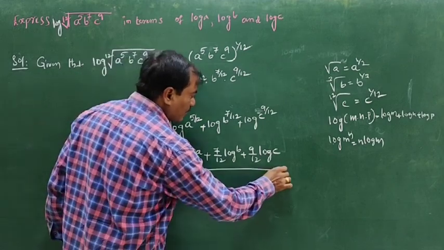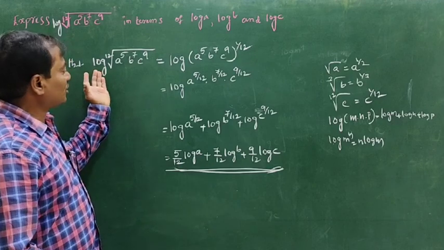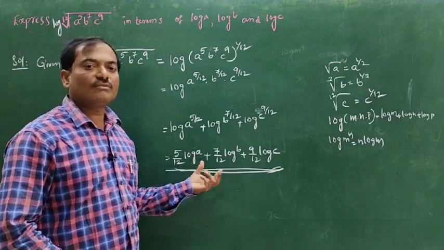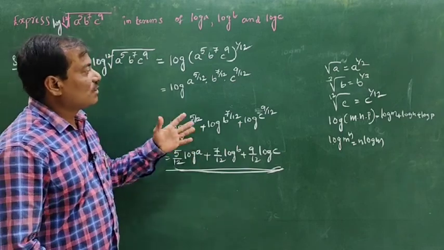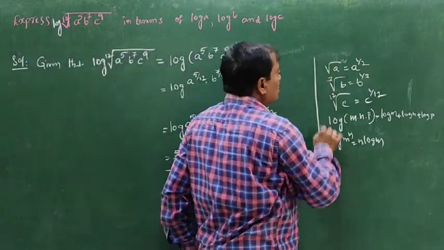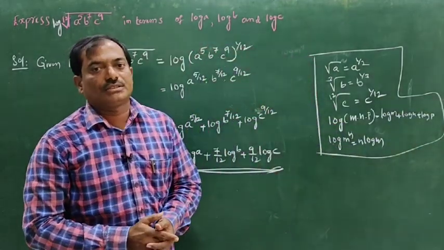So this is the process of rewriting the given logarithmic function into a sum or difference of two or more logarithmic functions. Now this is the process. Here we use these properties. Students, please remember all the logarithmic properties.